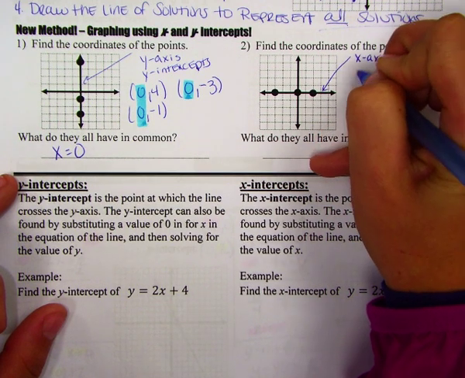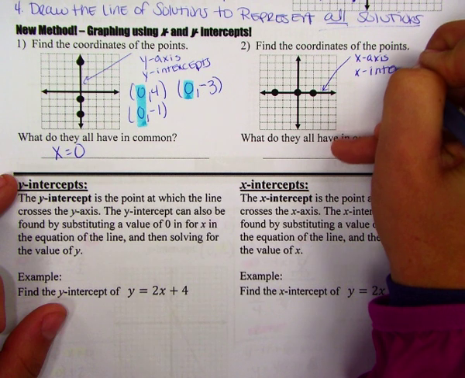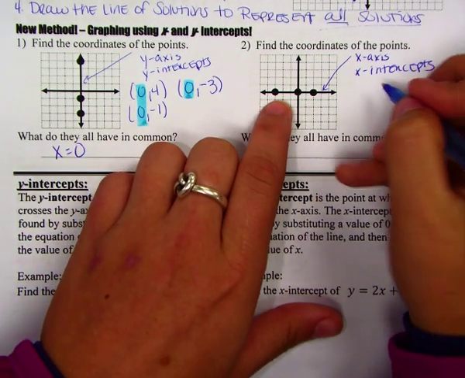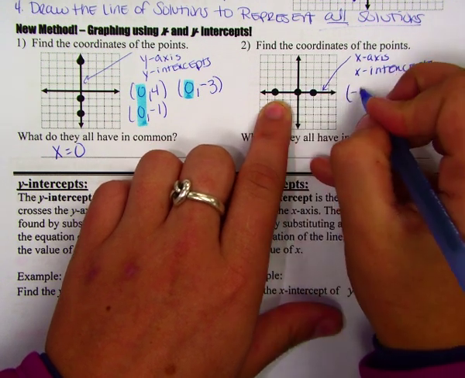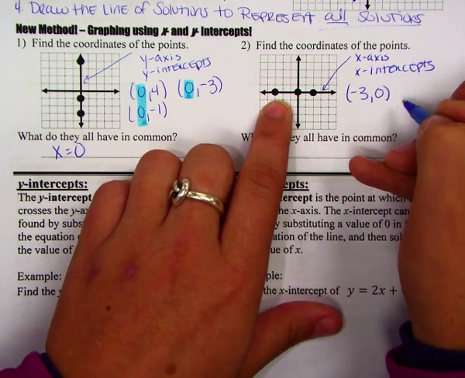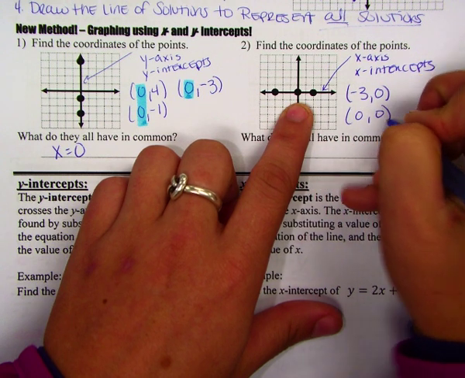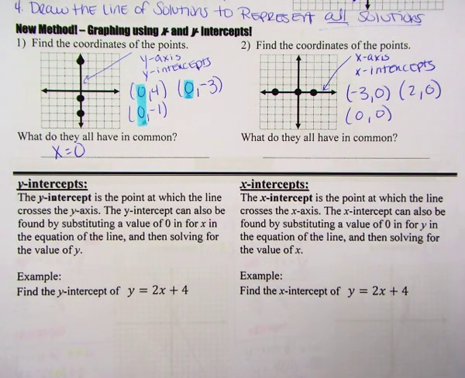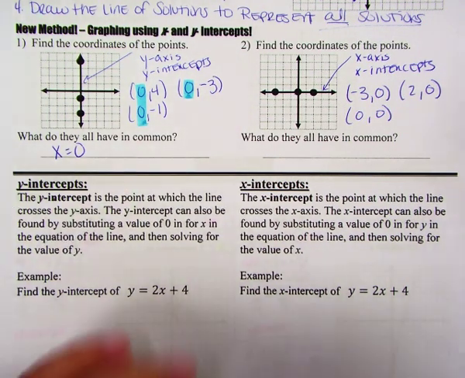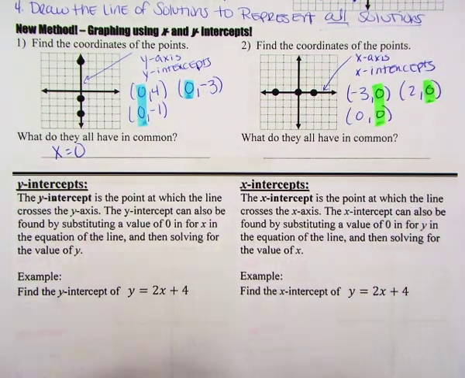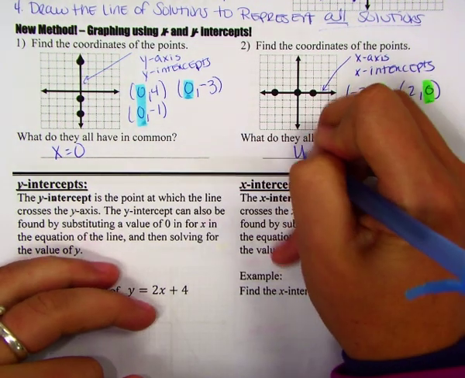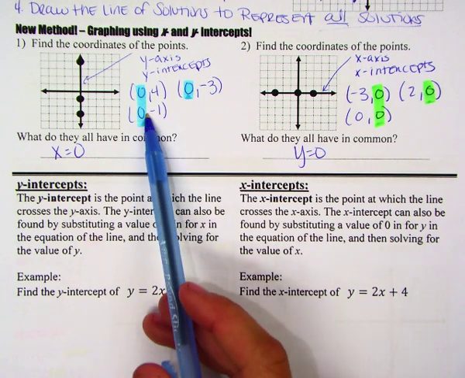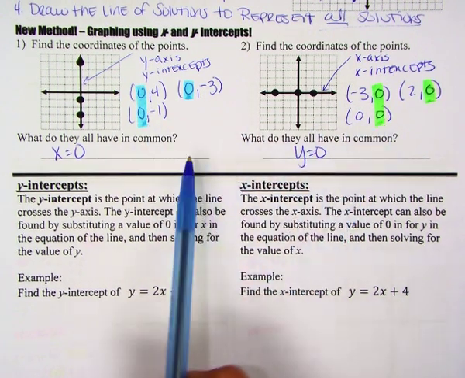Okay? These 3 points, they all intercept the x-axis, and so therefore these are all x-intercepts. Let's see what they all have in common. This point is left 3, up 0, so negative 3, 0. This is 0, 0. And that point is over 2, up 0. What do these points all have in common? Well, in all of them, the y-coordinate is 0. So we should be able to come to some conclusions about y-intercepts and x-intercepts.